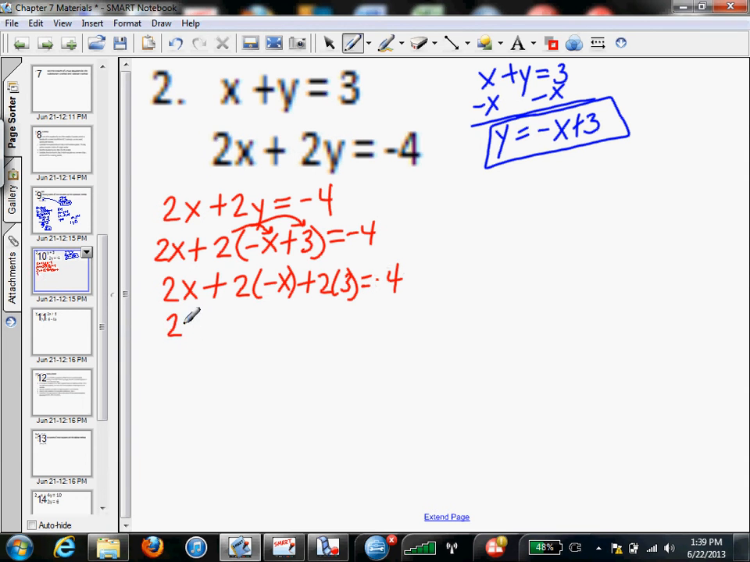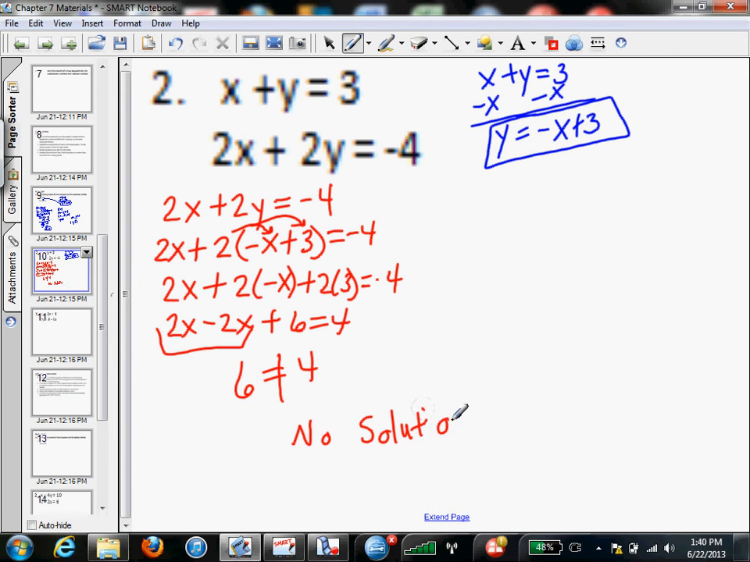Let's go through and simplify. Plus 2 times negative x is a negative 2x, plus 2 times 3 is 6, equals negative 4. And if you look here, the x terms cancel to 0, leaving you with 6 equals negative 4. And as we've seen with the graphing section before, that is a false statement. 6 is never equal to negative 4, so this is no solution. That is the answer to this system of linear equations.